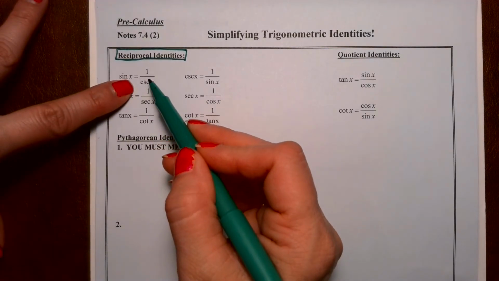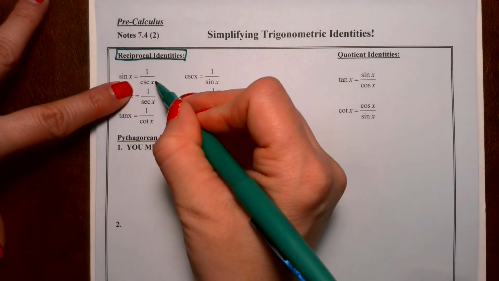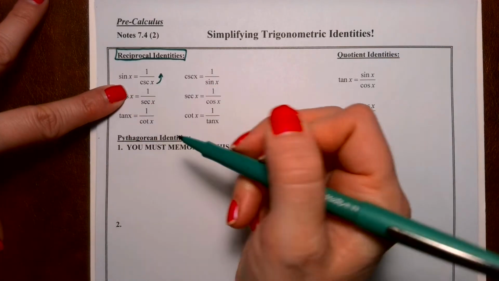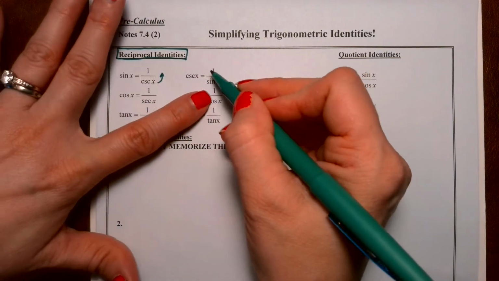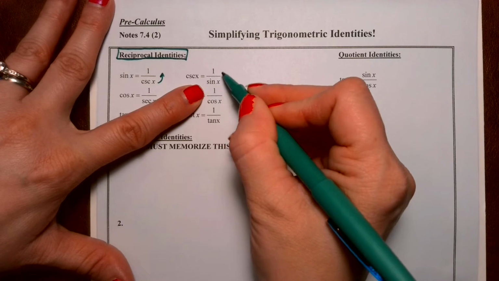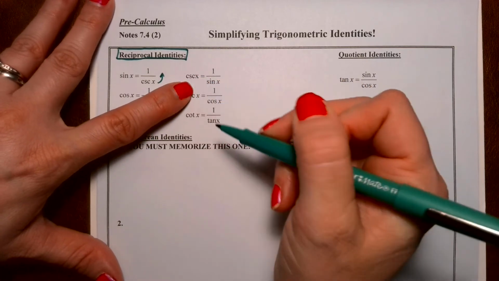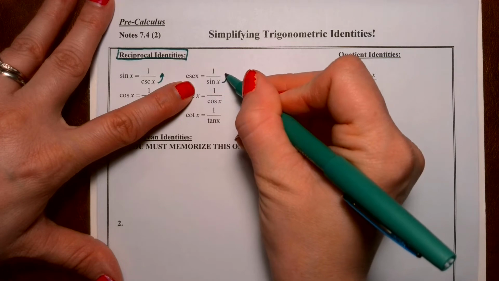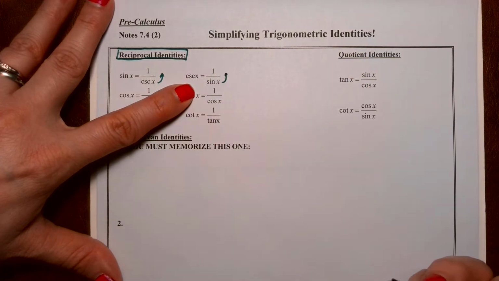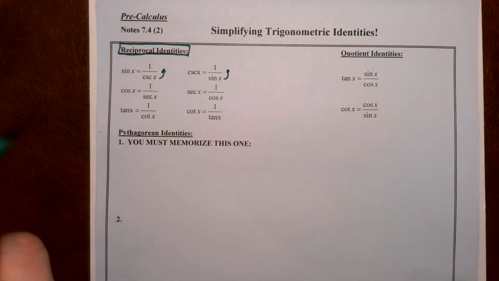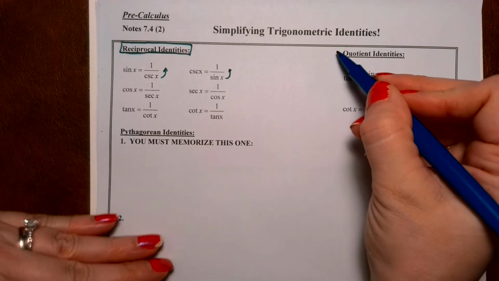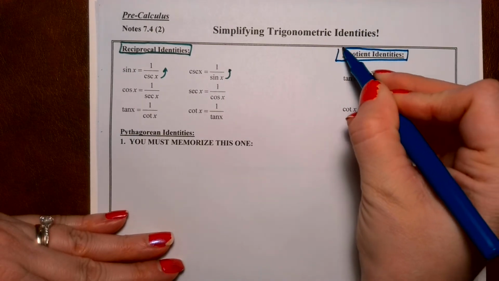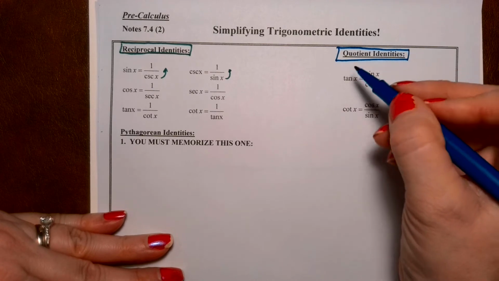If you have 1 over cosecant and you bring him upstairs, he would be a sine. If you happen to have 1 over sine in a problem, you could always write that as cosecant. Or you could think of it as, if you bring sine upstairs, he would be the reciprocal. Okay? The quotient identities are the ones where you change everything into sines and cosines.